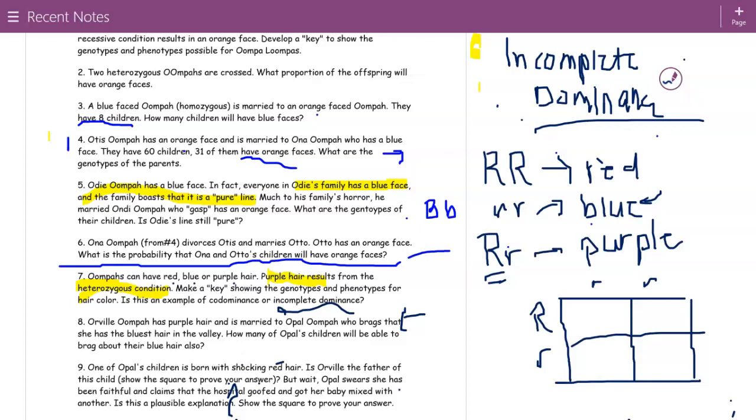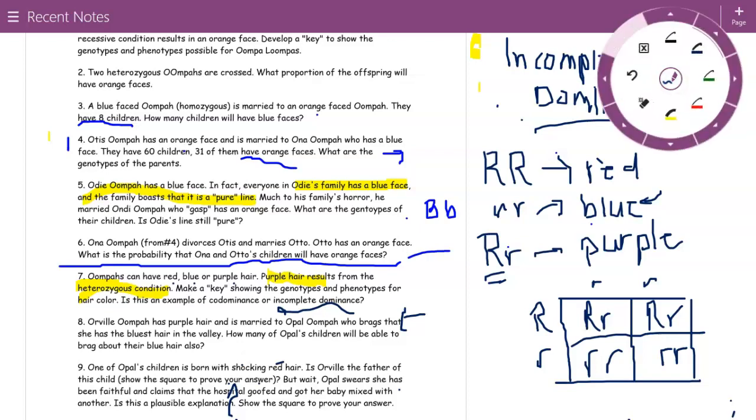One of her kids has red hair. Is that possible? No, it's not possible, right? Because they would have to be homozygous, right? So that's basically the same square as before. I don't know why I erased that. That was silly. Sorry about it. I wanted to make it nicer. Okay. She's been faithful and her baby got mixed up with another.